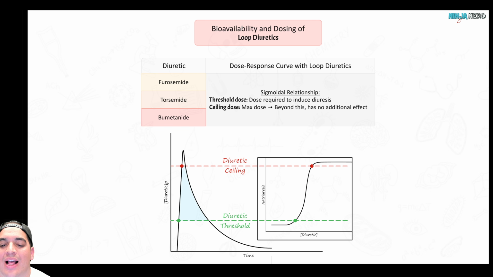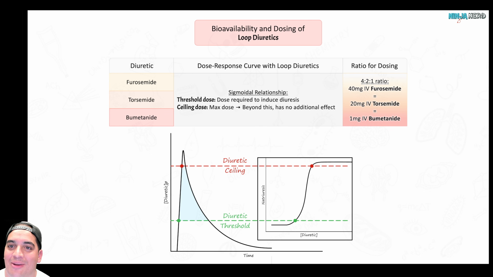Now, one last thing to think about here is that when we talk about loop diuretics, this is commonly tested: it's important to know that these all have the same efficacy. They just have different levels of potency or dosing. And so we often like to remember this via the 4-2-1 rule, that 40 milligrams of IV furosemide is equal to 20 milligrams of IV torsemide and 1 milligram of IV bumetanide. So if a patient comes in and I'm going to give them 40 milligrams of furosemide, but the attending says, what would that be in bumetanide? Just remember this ratio and you can easily and quickly convert that dose.